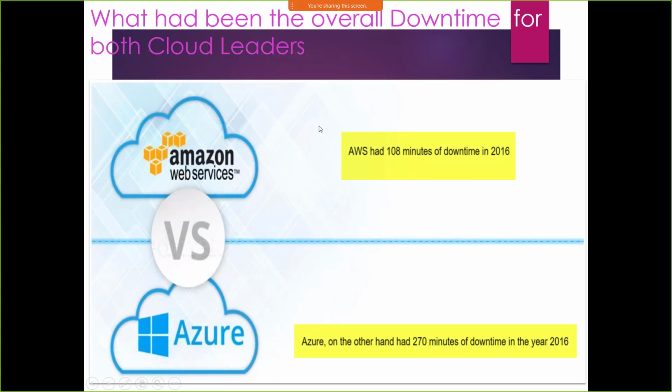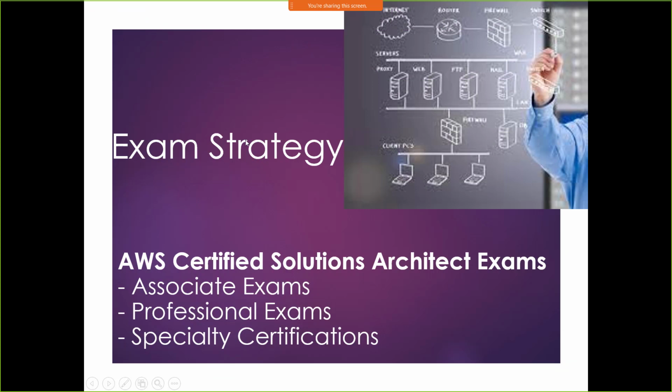And this is just a 2016 analysis. AWS had 108 minutes of downtime, while Azure had 270 minutes of downtime in 2016. But for 2017, 2018, 2019, you can just Google that and you will know which has more. Now comes the exam strategy here. In AWS, there are associate exams, professional exams, and specialty certifications.